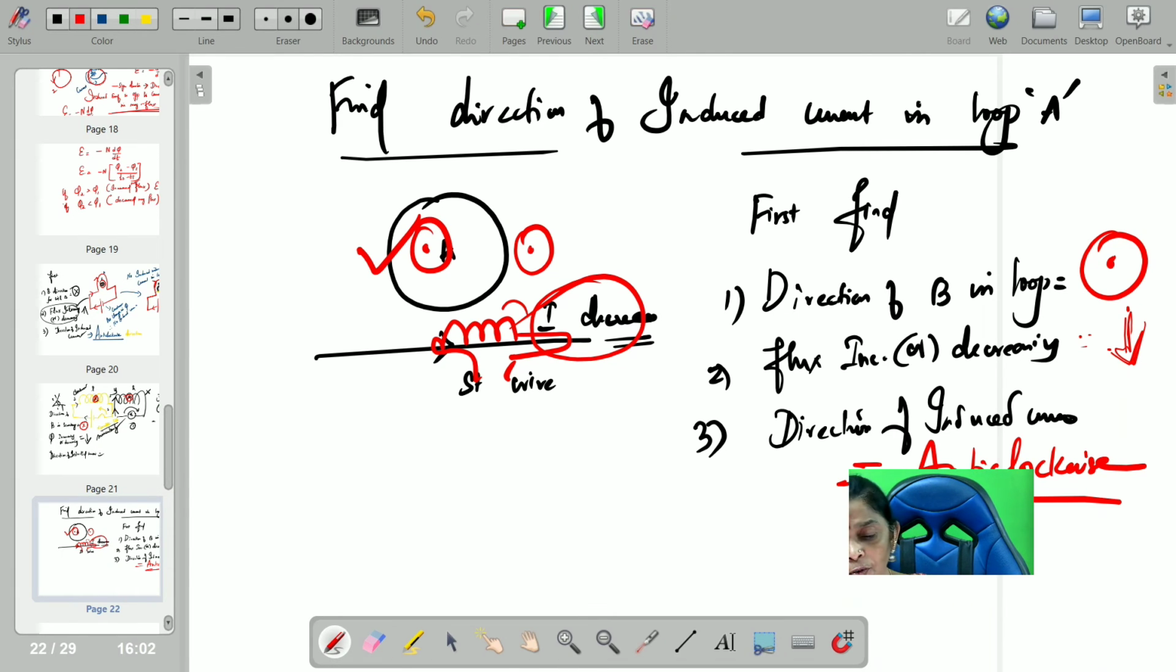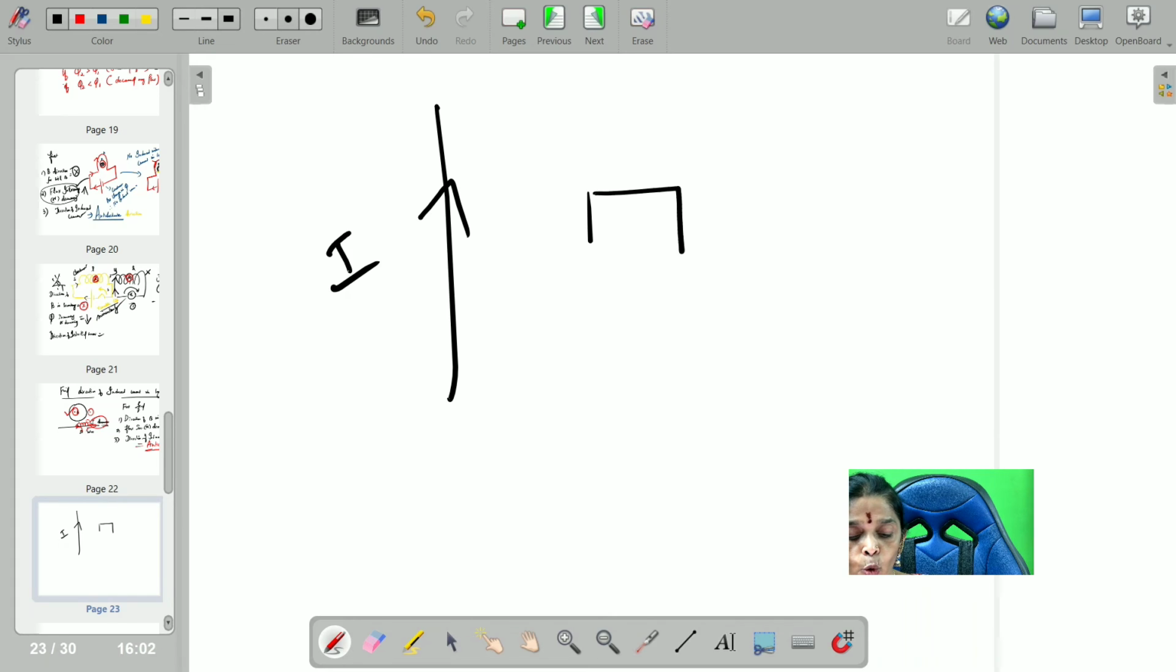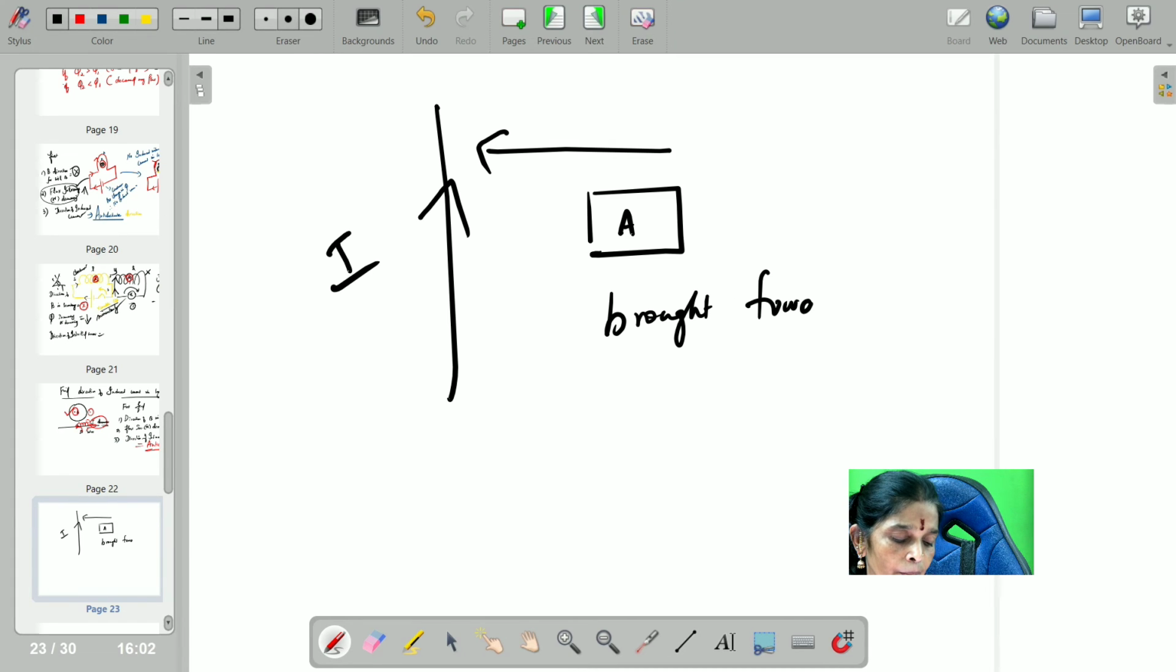Likewise, one more I'm going to give you. Come on, quick. You know it. This is current direction. Now, this is loop A. The loop A is brought towards the wire. Suddenly brought towards the wire. I'm going to give you an answer.